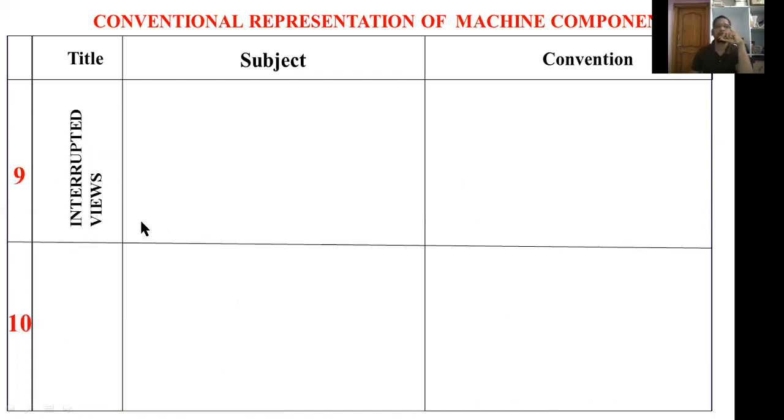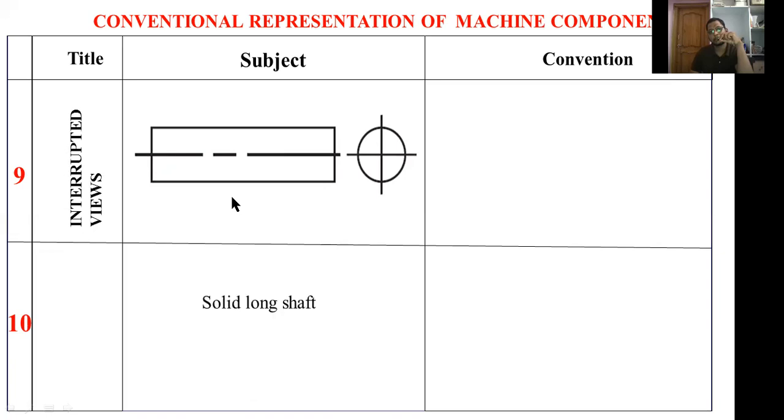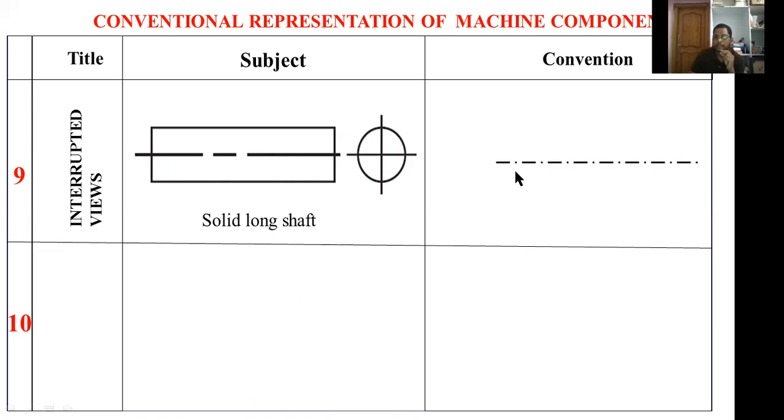Now, how to represent interrupted views? This is a solid long shaft. In real applications, it is very difficult to draw a 400 or 300 rod on a drawing sheet. It is very difficult to show that dimension on a drawing sheet. For that purpose, I am drawing like this. This is the example for interrupted views.